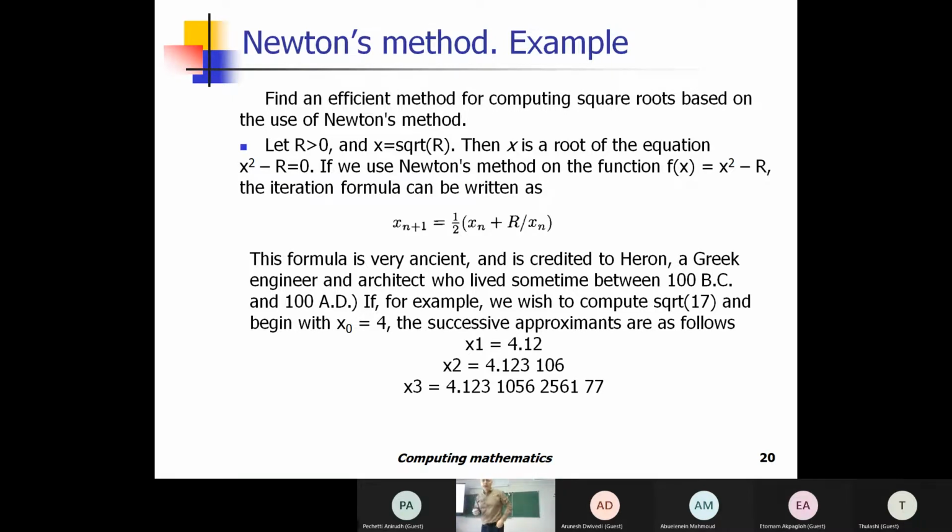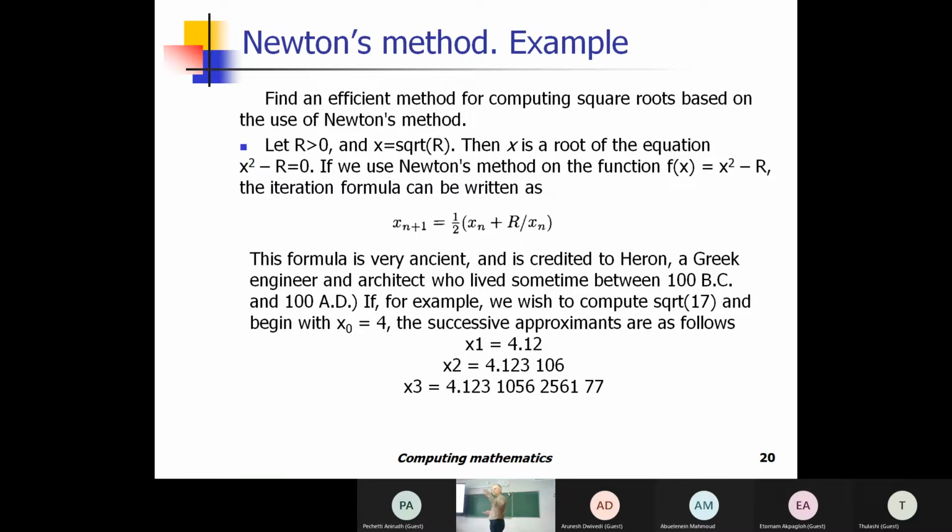The goal is to find the square root of some number, right? Let's denote this number as R. The goal is to find the square root of R.